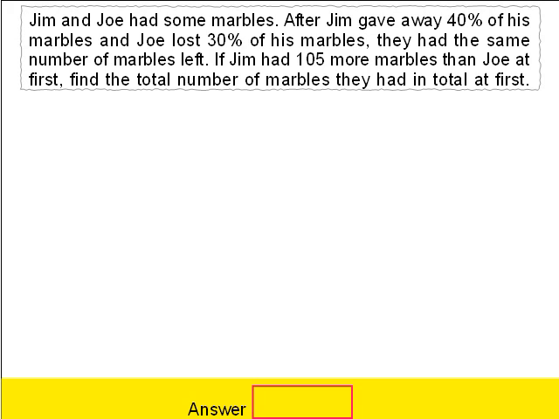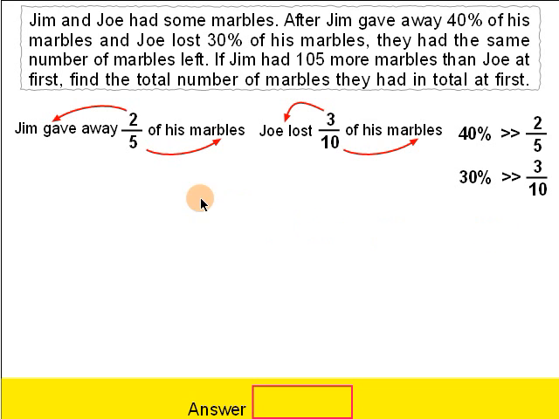Alright, firstly, look at the percentages of 40% and 30%. 40% is equivalent to 2 over 5 in fractions, and 30% is equivalent to, in simplest form, 3 over 10. The question already told us that Jim gave away 40% and Joe lost 30%. In fractions, it means Jim gave away 2/5 and Joe lost 3 over 10 of his marbles.